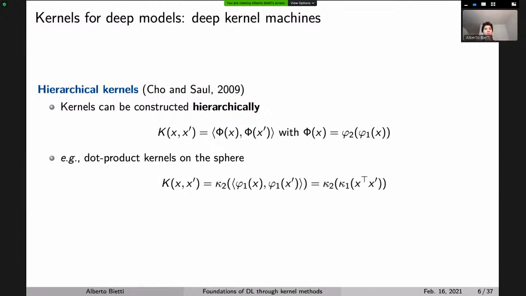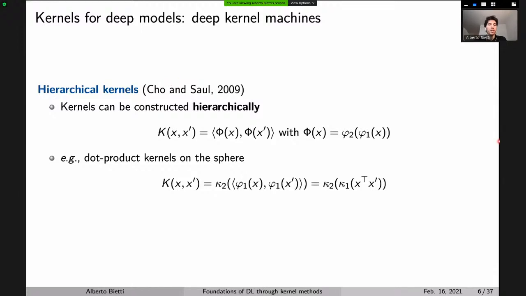Okay, so what is the link between kernels and deep networks? It turns out this has been studied for a little over 10 years now. Actually, even earlier, some people have introduced this since the 90s. But one way to see the link is to simply construct kernels in a hierarchical fashion. This was originally motivated and studied in this paper by Cho and Saul.